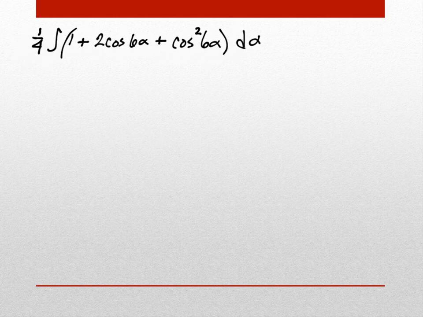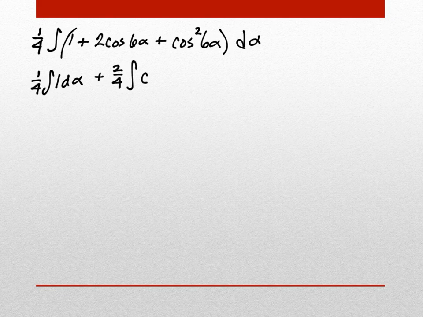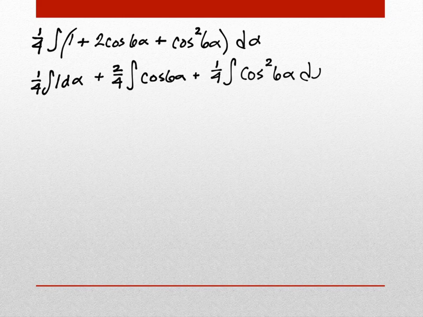So we can separate these out. In fact, if you want to put the 1/4 back in, you can, but I'll leave mine out in front. So I have 1/4 of the integral of 1 d alpha, plus 2/4, I'll pull the 2 out, 2/4 or 1/2 of the integral of the cosine of 6 alpha, plus my 1/4 of the integral of the cosine squared of 6 alpha d alpha, right? That's a property of integration we saw way back in chapter 4 in our book.